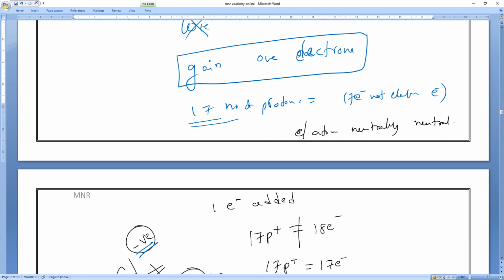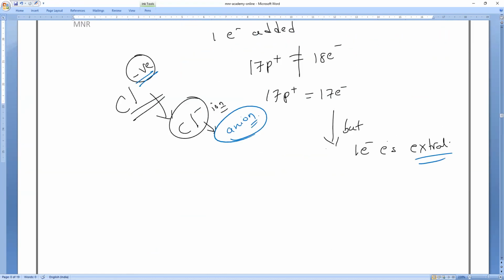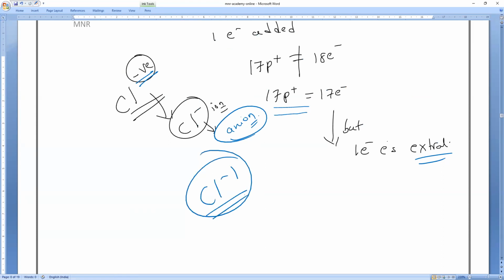Do you understand my point? Then one electron is extra. Protons remain constant. So which is the dominating charge? Negative charge is dominating. So that's why it is negative. How much dominating? One. That is why it is Cl minus or Cl minus 1. Do you understand, everybody? All of you please respond.